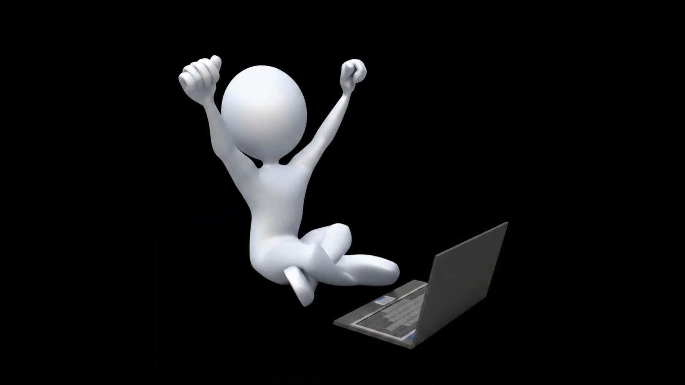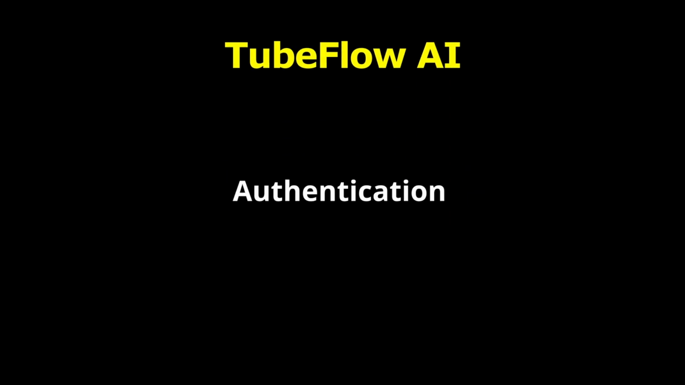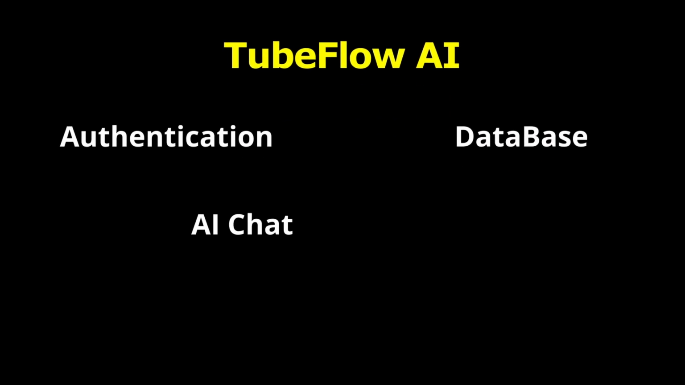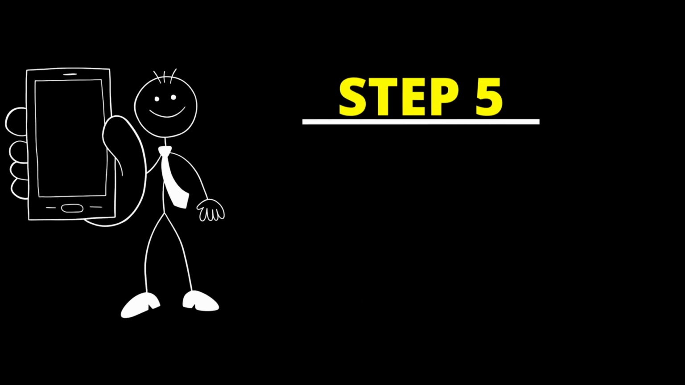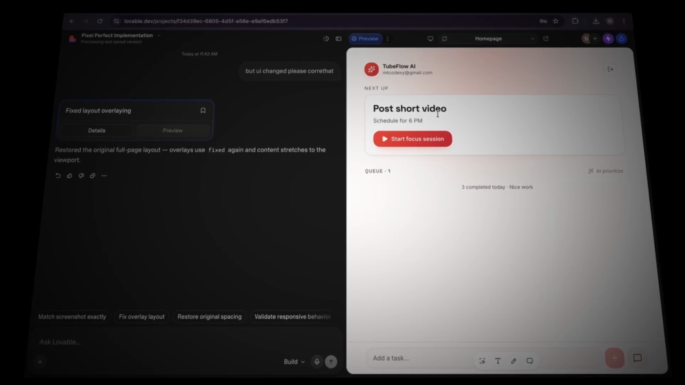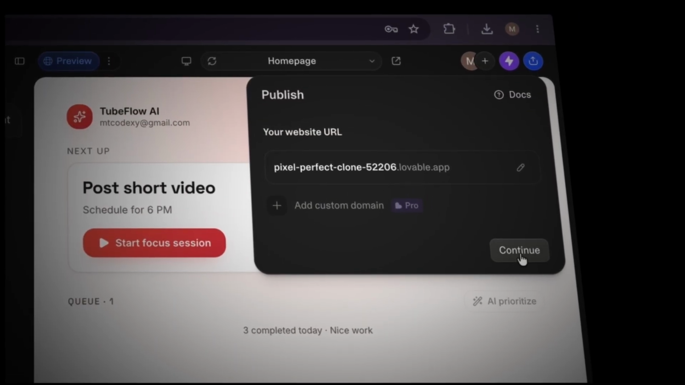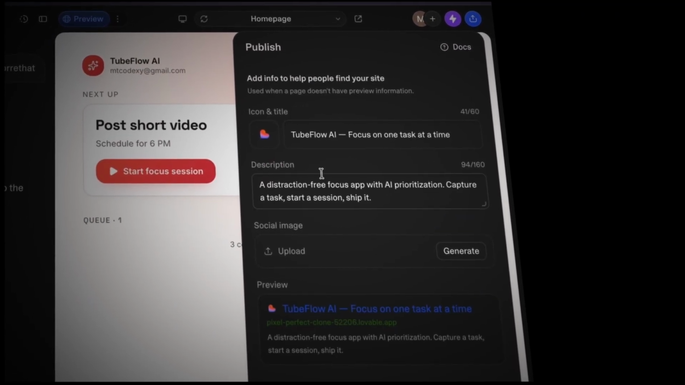Now for the moment you have all been waiting for. We have built TubeFlow AI. It is fully working. Authentication, database, AI chat, focus timer, everything connected and running with zero coding. Now let's get this app onto a real phone. First we need to deploy our app live so it has a real URL. In Lovable, click the publish button in the top right corner. Lovable will give you a live URL instantly.